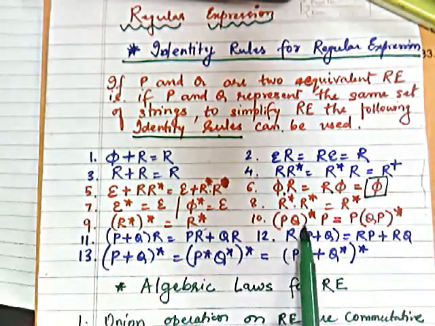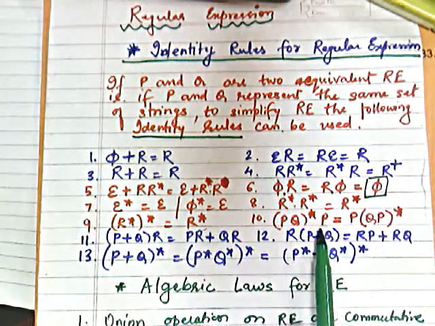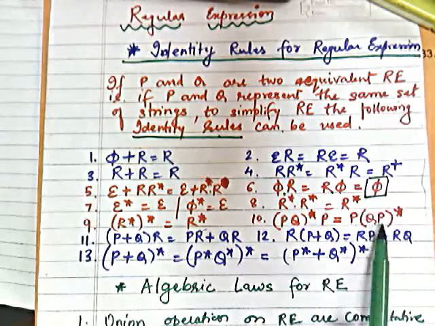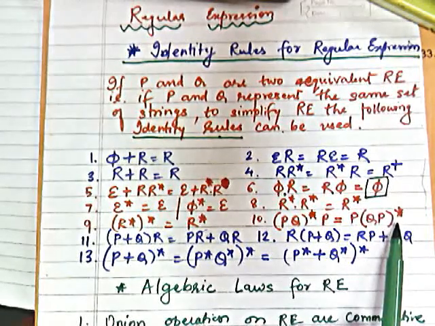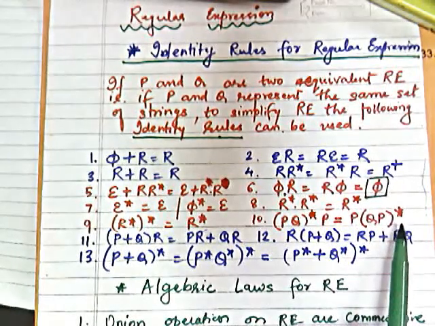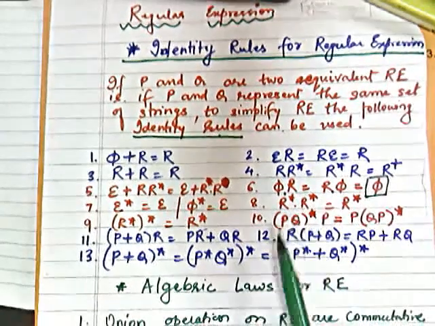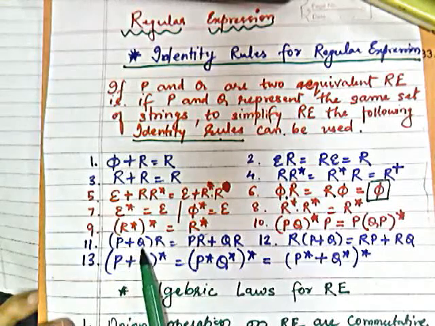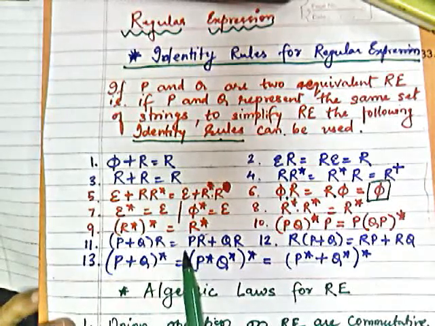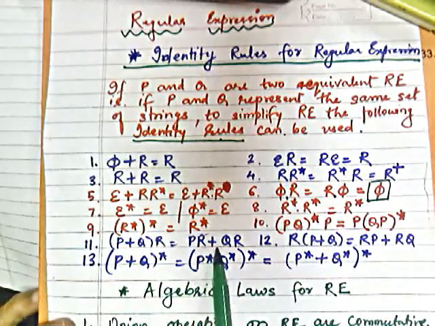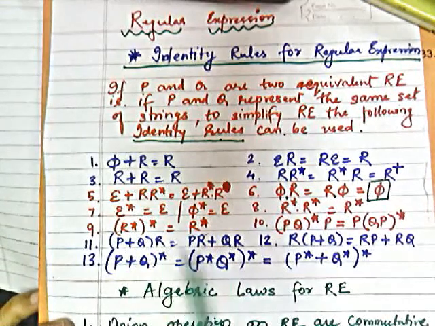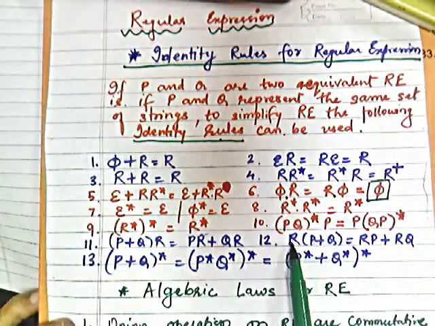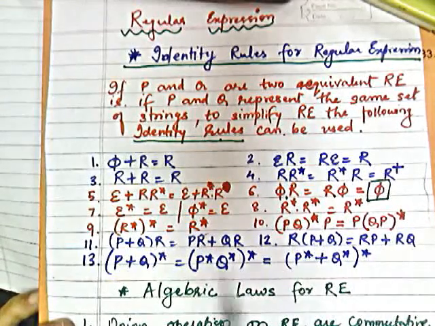Then (PQ) whole star dot P is equal to P (QP) whole star. The next problem which we will solve, we will be requiring all these rules. Is it clear? Next is (P plus Q) R is equal to PR plus QR. Similarly, R dot (P plus Q) is RP plus RQ.